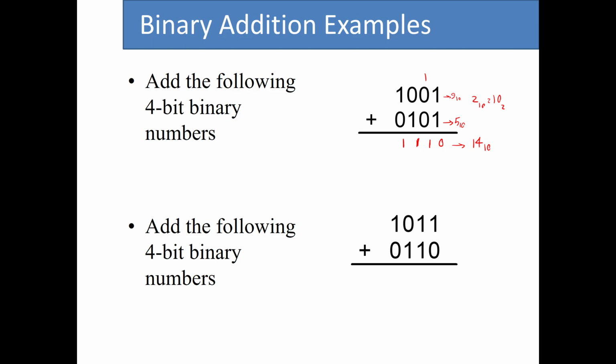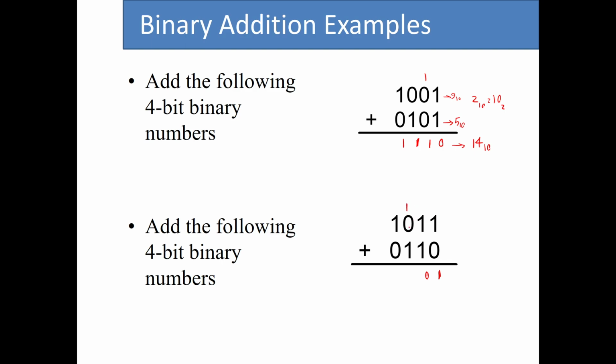Now let's take a look at another example. We have 1011, and we want to find the addition of this number to 0110. So first we have 1 plus 0, which is 1. Then we have 1 plus 1. The result is going to be 2 in decimal, or 10 in binary. So we have 0 and 1 carry over.